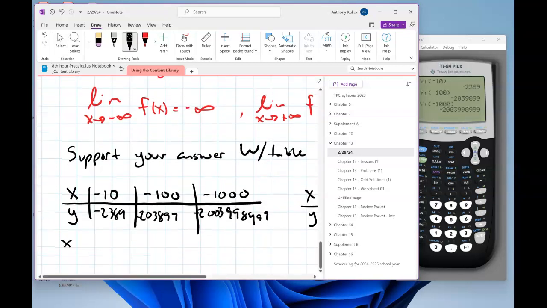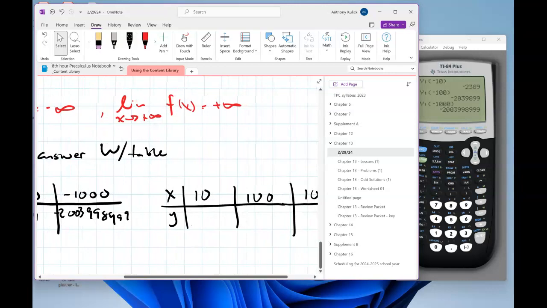So what I'm seeing is as x goes to negative infinity, y is going to negative infinity. That supports what we wrote above. Right? Each time x gets smaller, y is getting smaller. You guys buy that? Okay.